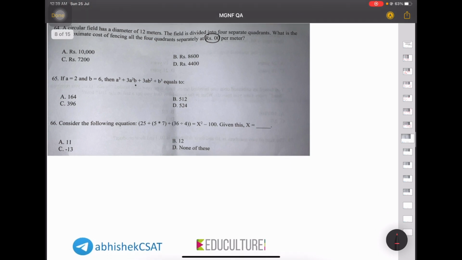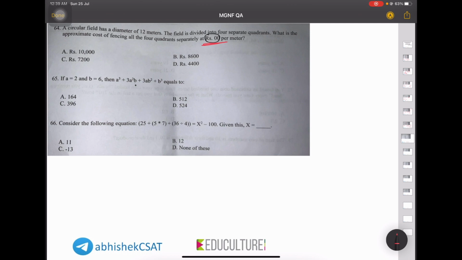A circular field has a diameter of 12 meters. The field is divided into 4 separate quadrants. What is the approximate cost of fencing all the 4 quadrants separately at rupees 0 per meter? Okay, this is a typing mistake, so we cannot solve this example, because everything multiplied by 0 should be 0. So here is a printing mistake.